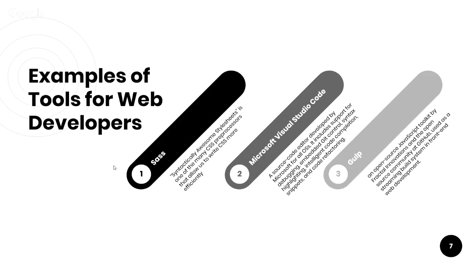So the next tool that we're going to take a look at is Microsoft Visual Studio Code. This is a source code editor developed by Microsoft. The other editors that you're probably used to now are Atom and Sublime Text. So if you're familiar with those, this is nothing new. It's just another option you have when choosing what you will use on your own projects.